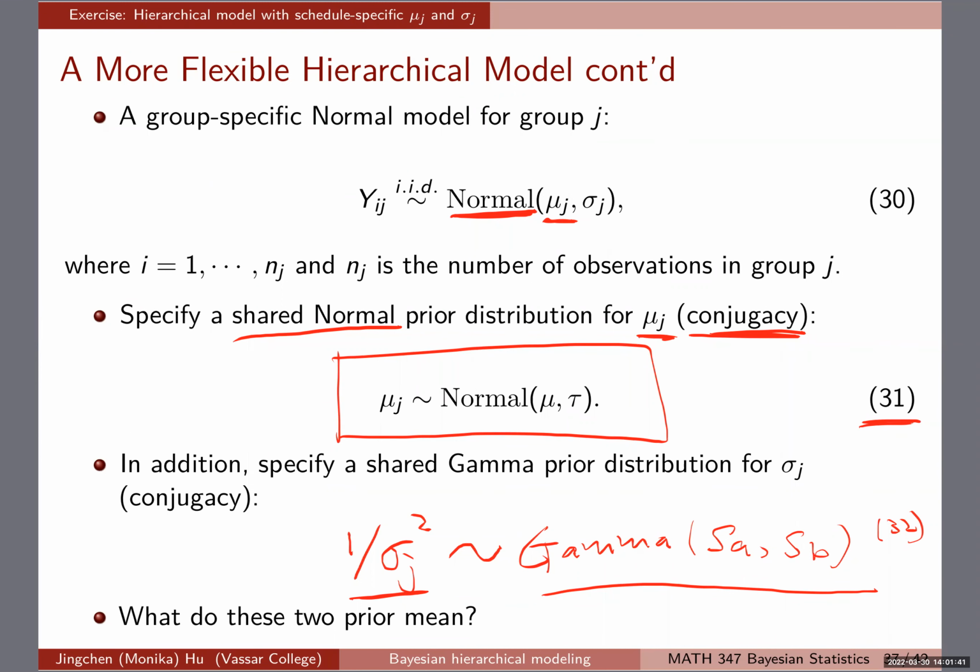So this equation 32, let's just say, we're saying that if we now, in addition, specify a shared gamma prior for all of the sigma, which will be 1 over sigma squared, follows a gamma distribution with hyperparameters SA and SP. So what do you think this prior mean for this 1 over sigma j squared if we follow the same logic about equation 31?